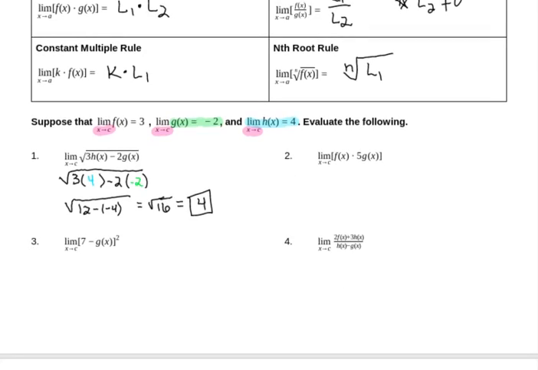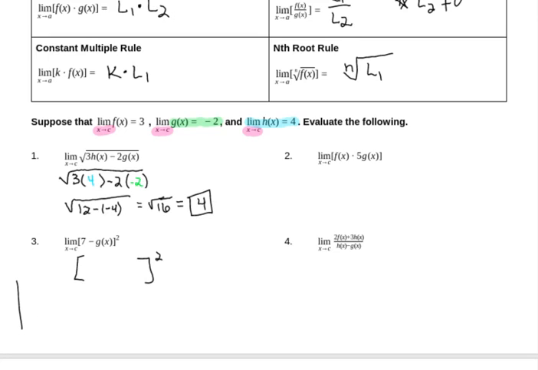Let's do number 3. We're actually going to skip number 2 for now. So we're going to do the limit as x approaches c of 7 minus g of x, squared. I'm going to put parentheses because whatever I do at the end, I'm going to have to square it, because that's what's on the outside there. So I want the limit as x approaches c of 7.